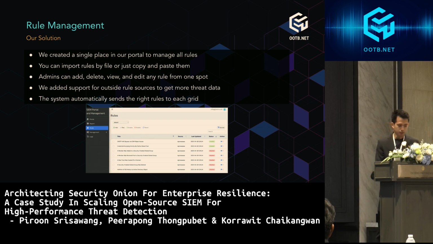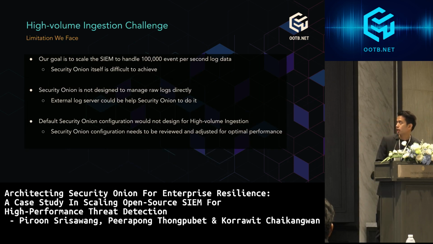Okay, let's talk about the technique for the next challenge: the high volume congestion challenge. In that challenge, we aim to scale our SIEM to handle 100,000 events per second with Security Onion, but Security Onion is not able to support that by itself. We talk about the techniques that we use to scale up to reach that goal.